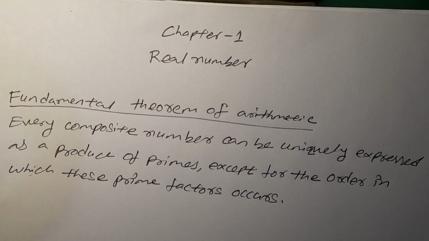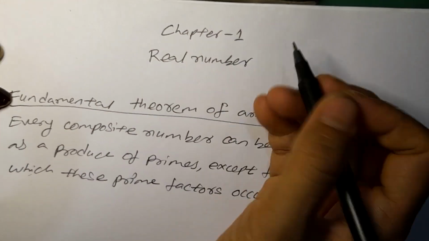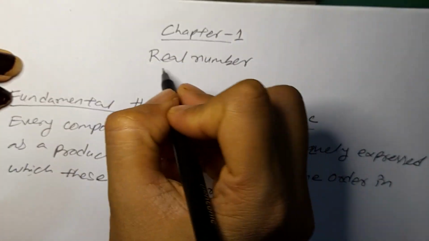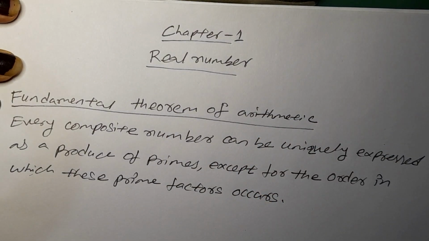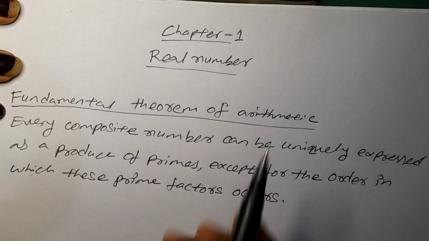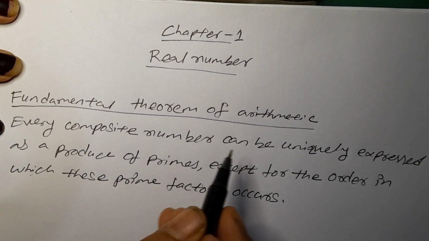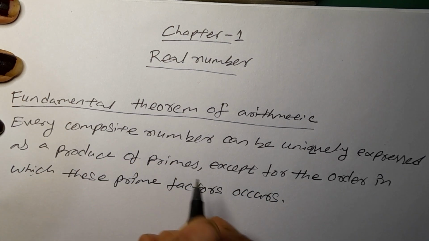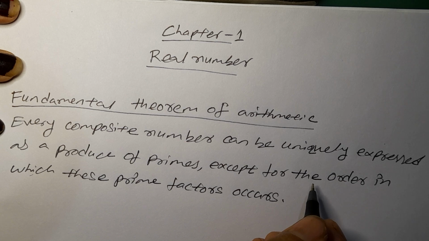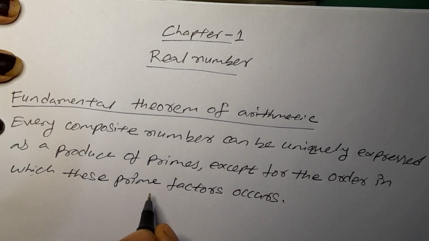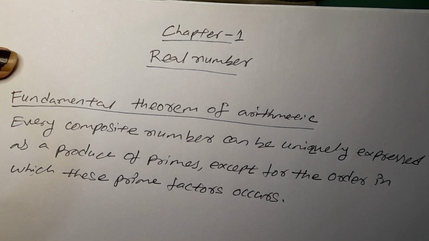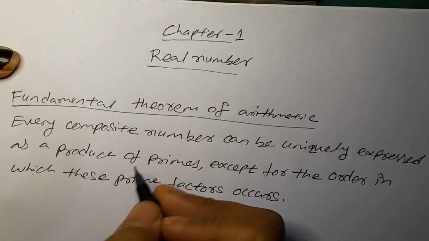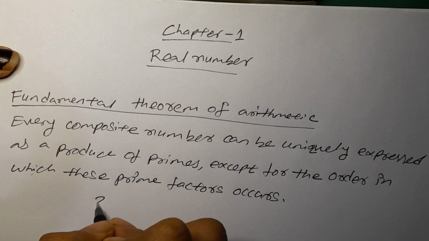First chapter, real numbers. In real numbers, the first theorem is the fundamental theorem of arithmetic. Every composite number can be uniquely expressed as a product of primes, except for the order in which these prime factors occur. It says that any number, let's take the example 20.